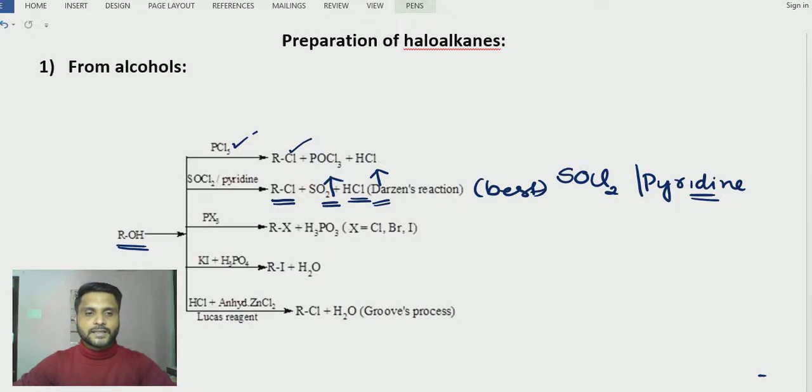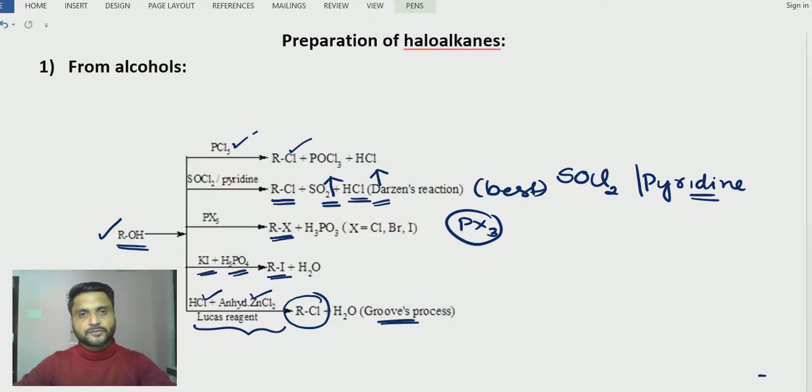gases here. Then you have got phosphorus trichloride or phosphorus tribromide or, in general, phosphorus trihalide. So we get here the alkyl halide. The next method is using potassium iodide and phosphoric acid, H3PO4, which produces alkyl iodides. And the last one, we have hydrogen chloride and anhydrous zinc chloride, which is commonly called the Lucas reagent, to convert alcohol ROH into alkyl chlorides, which is called the Groove process, right?